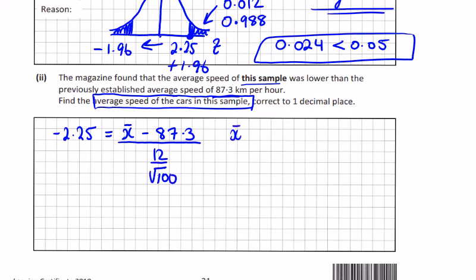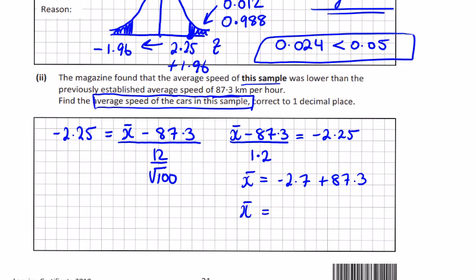So x bar minus 87.3 over 12 divided by the square root of 100, 12 divided by 10, 1.2, is equal to negative 2.25. So x bar is equal to minus 2.7 plus 87.3. So x bar, the average speed, must be 84.6 kilometers an hour.